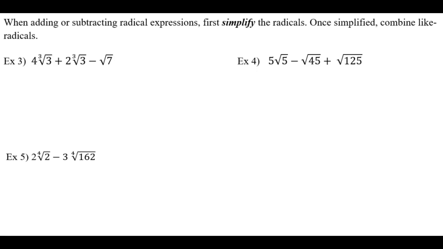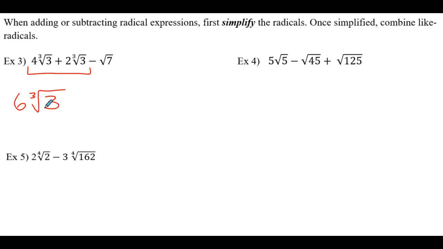So like what we basically just figured out, when adding or subtracting radical expressions, first simplify the radicals. Once simplified, combine like radicals, okay? So what I mean by simplify, 3, 3, and 7. Can those simplify any further? No, they're all prime numbers. So what can we combine? The cube roots of 3. So how many cube roots of 3 do I have? 6. Good. 4 plus 2 is 6 cube roots of 3.